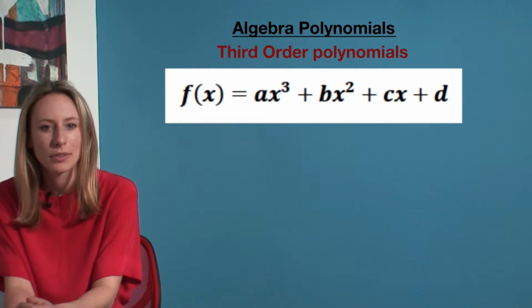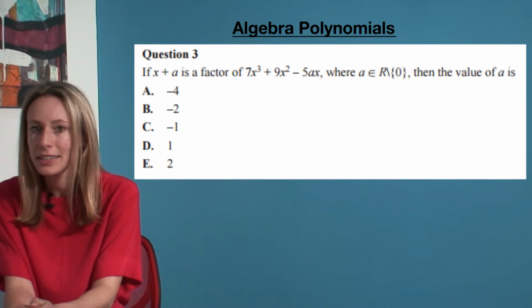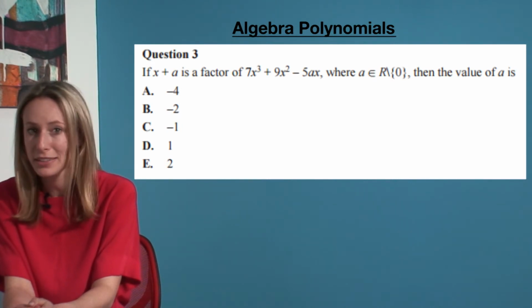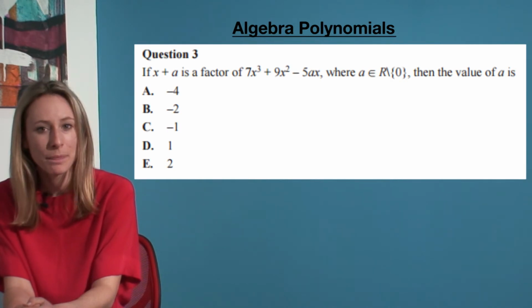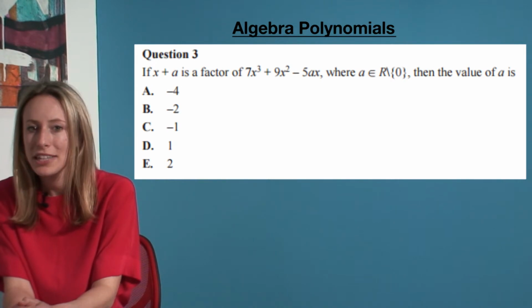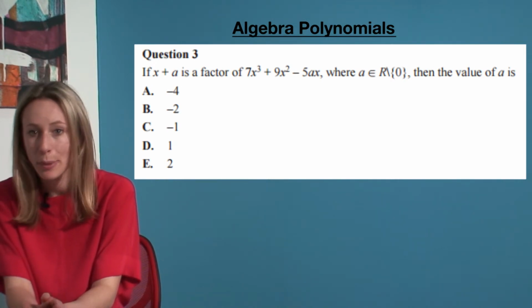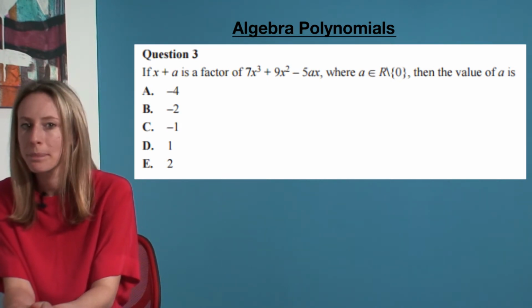Let's look at an example. Question 2 from the 2013 Exam 2. If x + a is a factor of 7x³ + 9x² - 5ax, where a is a real number that is not 0, then what is the value of a? Sometimes, we would need to group all the terms on one side, equating the function to 0, and use trial and error to find our answer, by subbing in values and seeing if that function equals 0.